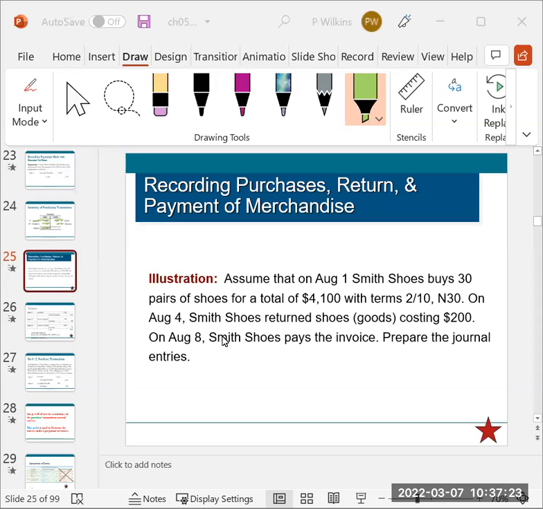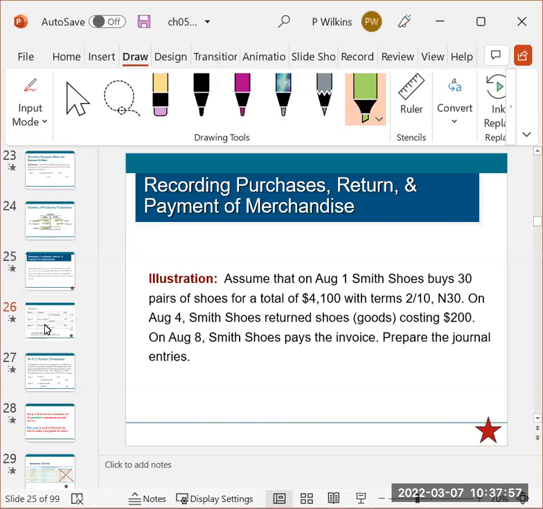So here's just another example for us to work through. Assume that on August 1st, Smith Shoes buys 30 pairs of shoes for a total of $4,100 with terms 2% 10 net 30, or 2/10, N30. On August 4th, Smith Shoes returns goods costing $200. On August 8th, Smith Shoes pays the invoice. Prepare the journal entries. Okay, so we're going to go to the next page.